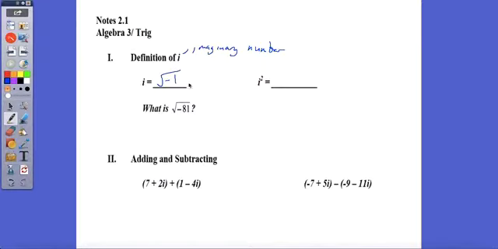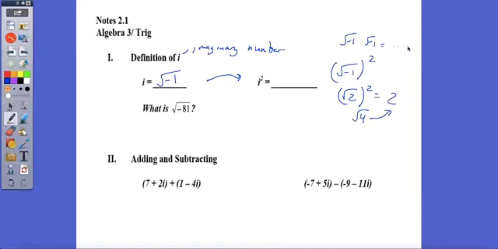i squared, by extension, would then have to be the square root of negative 1 squared. And if we square a square root, like the square root of 2 squared, it's just 2, because it's the square root of 2 times the square root of 2, which is the square root of 4, which is 2. So the square root of negative 1 times the square root of negative 1 is just negative 1. So i squared is negative 1. That's an important property that you need to be able to use when we're doing operations.